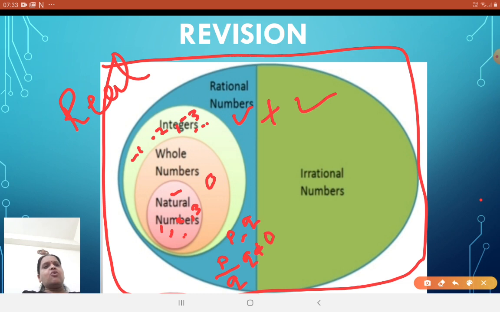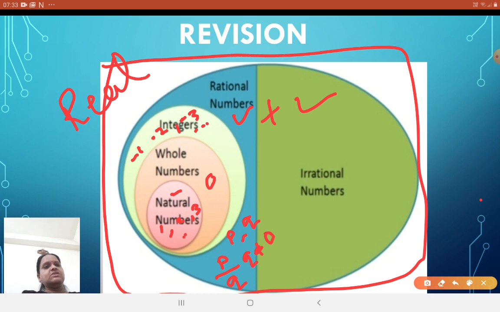Is there any common number which is rational as well as irrational? What is your answer? No, it cannot be. So there is not a single number which is rational as well as irrational. These both groups are totally different. There is no common number.